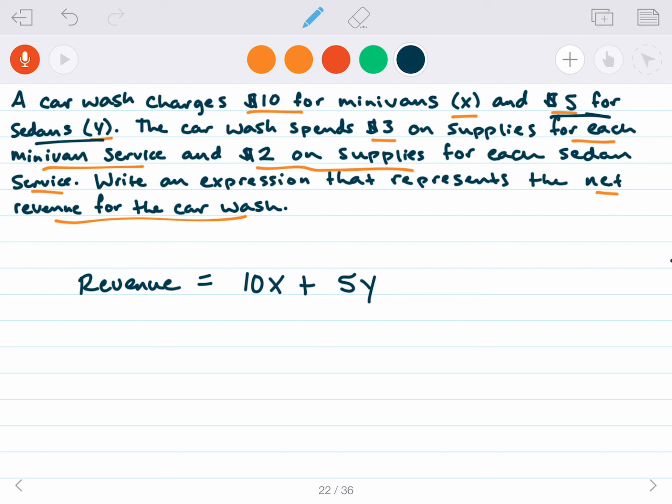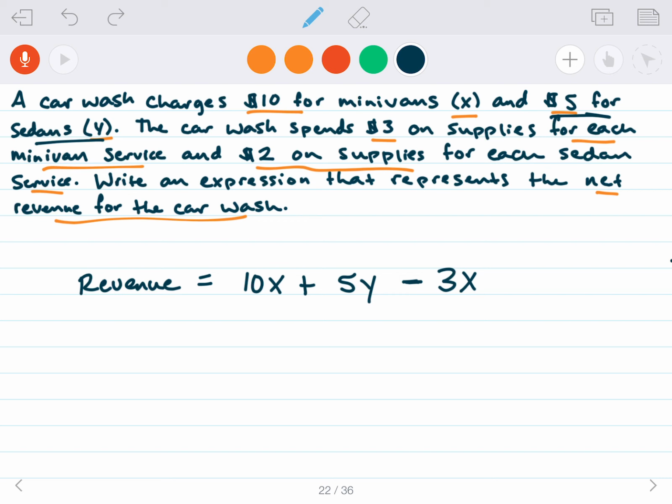Okay, so the car wash is actually spending the money. It's not getting a profit in. So we're going to indicate the spending of money by a minus sign. So we're going to subtract away $3 times however many minivans come through. And we said that however many minivans come through is represented by X.